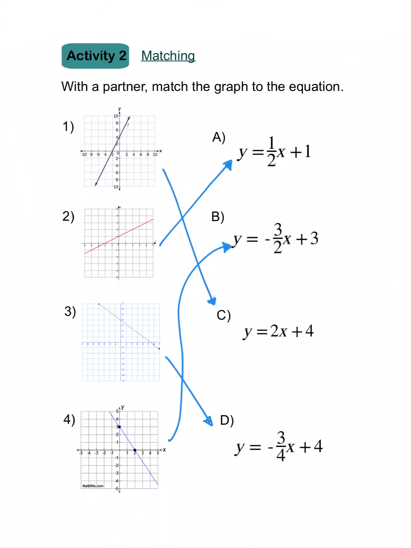Okay, looking at number 2, we have a y-intercept of 1. This A is the only one that has a y-intercept of 1. It also has that positive slope, positive 1/2 slope. Okay, so we looked at the y-intercept. We looked at if it was a positive or negative slope to match those.